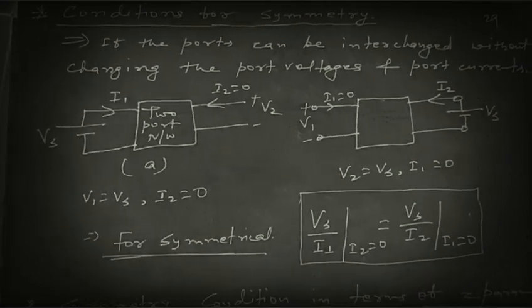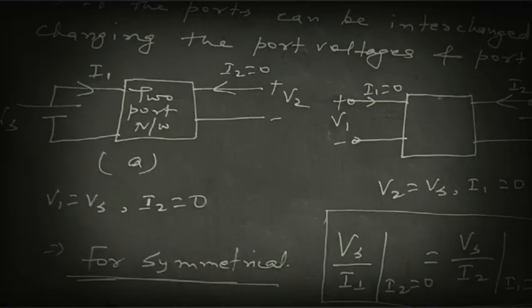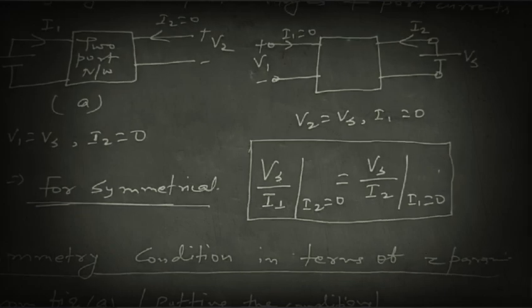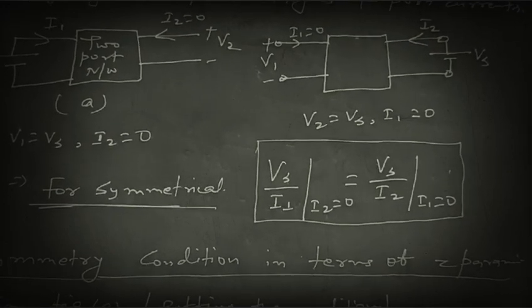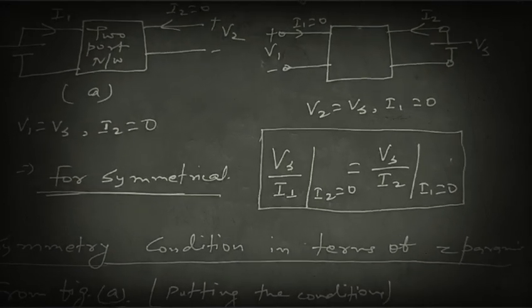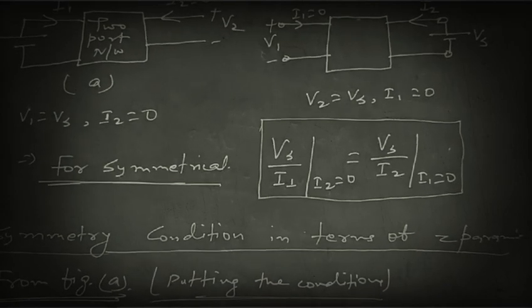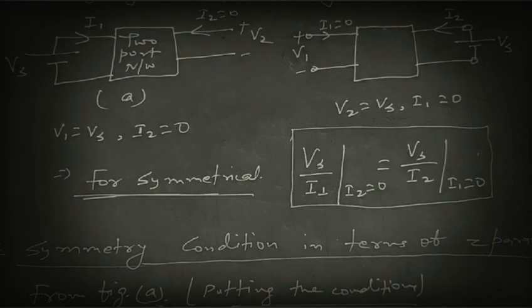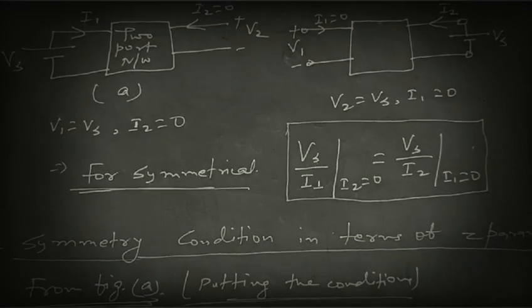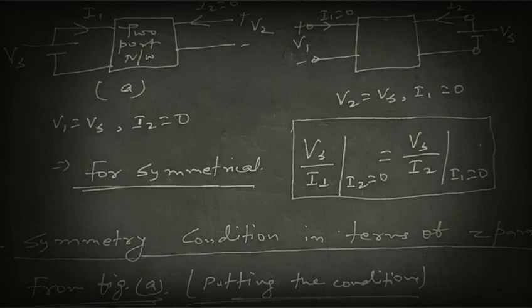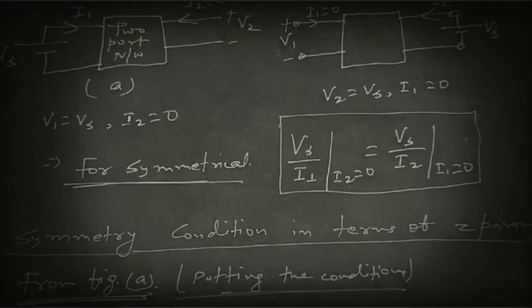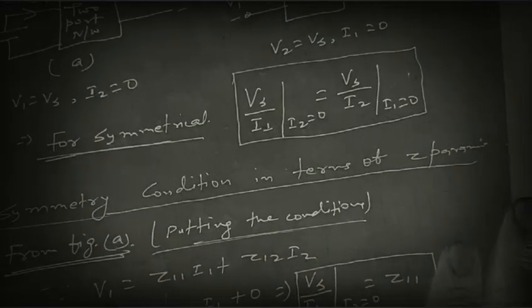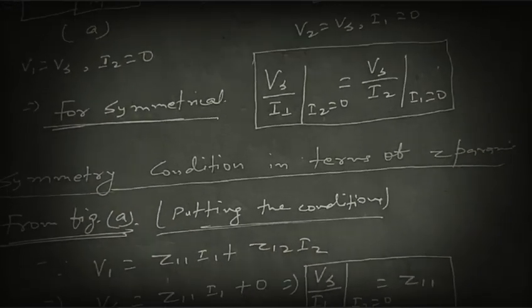So from figure A, we see V1 is equal to Vs and I2 equal to 0. Similarly, from figure B, we see the Vs voltage is connected at the output terminal and input terminal is open circuited. So we see V2 equal to Vs and I1 equal to 0. So for symmetrical network, the ratio should be constant. That means Vs by I1 at I2 equal to 0 should be equal to Vs by I2 at I1 equal to 0. So we have to find the symmetry conditions in terms of Z parameters.